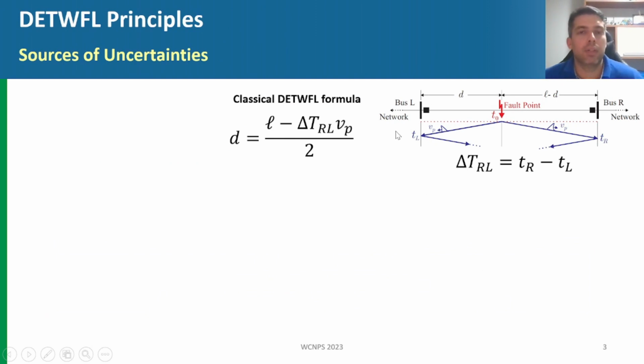To apply the classical double-ended travel wave fault location formula, it is necessary to detect the arrival times of the first incident travel waves that are launched from the fault and that reach both line ends. These arrival times are represented here by the timestamps TR and TL, and these timestamps can be used to calculate the time period delta TRL, which can be associated with settings of the line propagation velocity and line length in order to calculate the fault distance D from a given reference terminal.